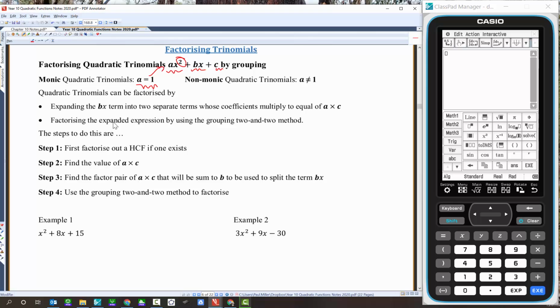Now, there's a technique that we use to do this called grouping 2 and 2, okay? We're going to use that. So you were taught that last year, okay? So we're going to do a sort of brush up on that before we hit a different method to factorize that we're going to use in year 10.